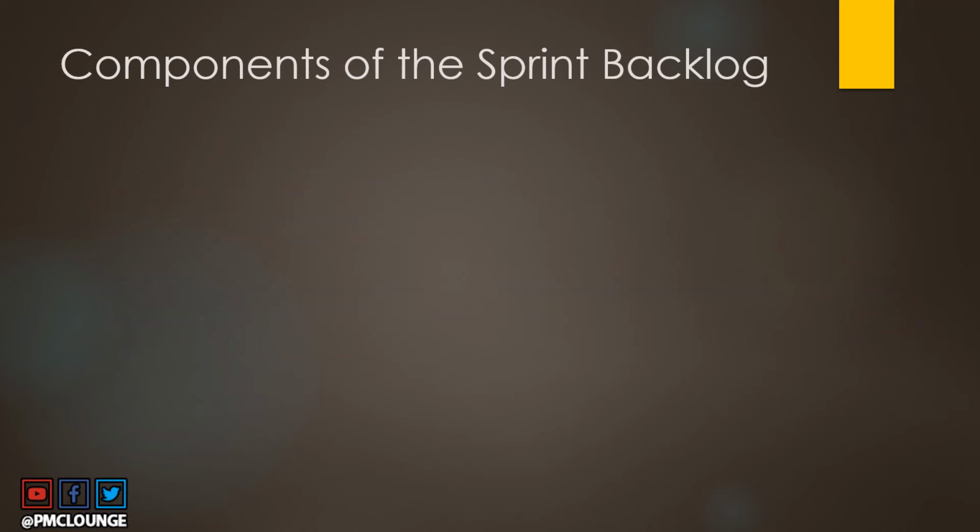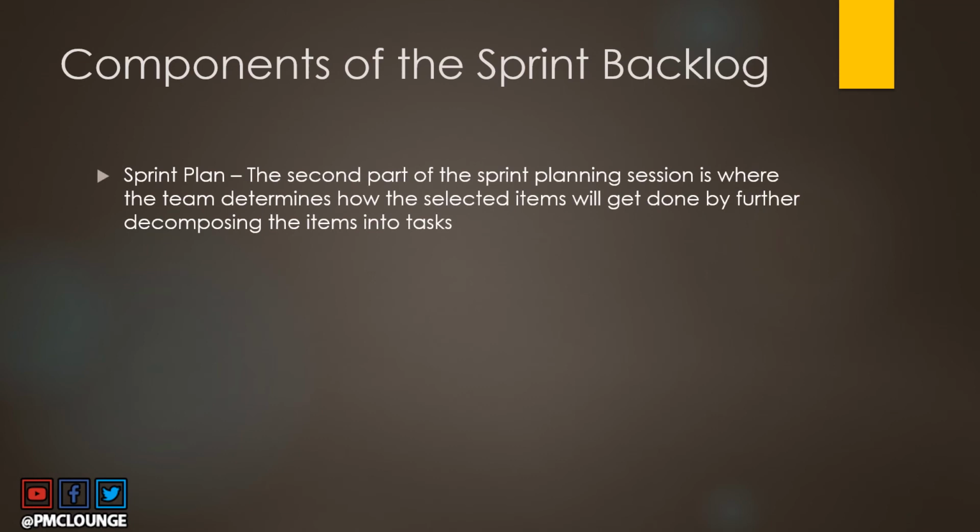So we talked about how in the first part of the sprint planning session, sprint items are decided. And now in the second part of the sprint planning session, this is where the team determines how the items that they have selected are going to get done. And they decide by further decomposing these items into tasks. This is your sprint plan. Decomposing the items selected from the product backlog to be moved to the sprint backlog, decomposing those items into tasks.